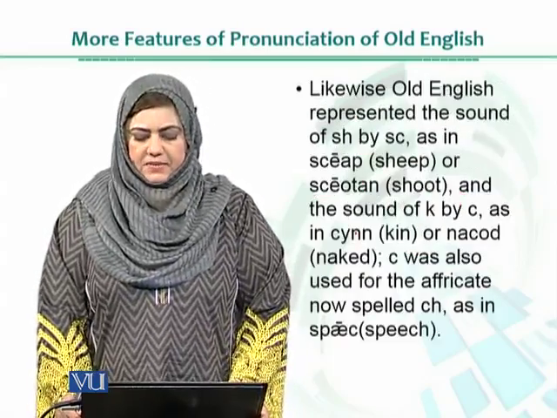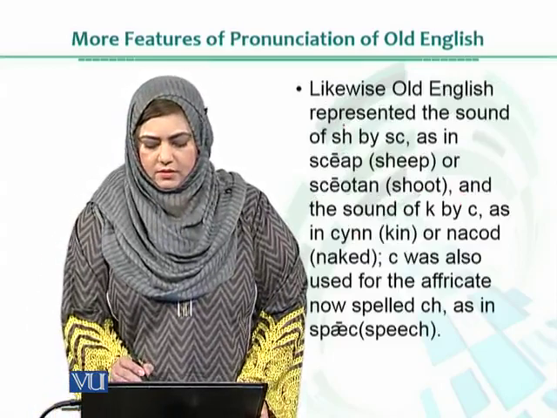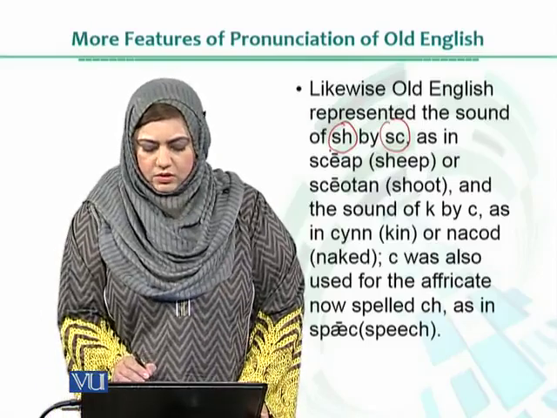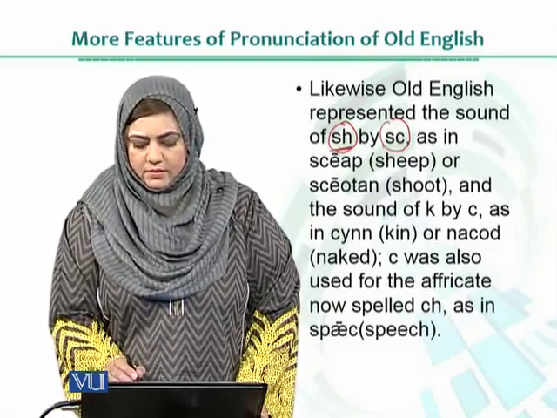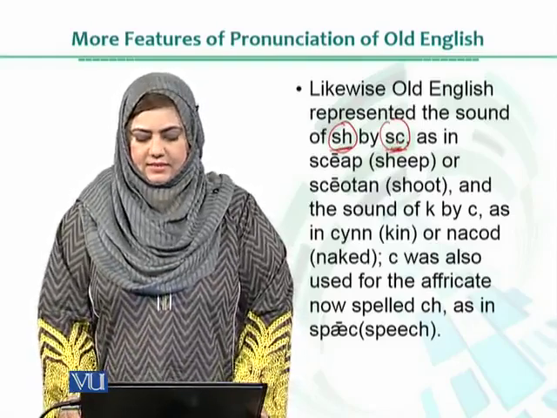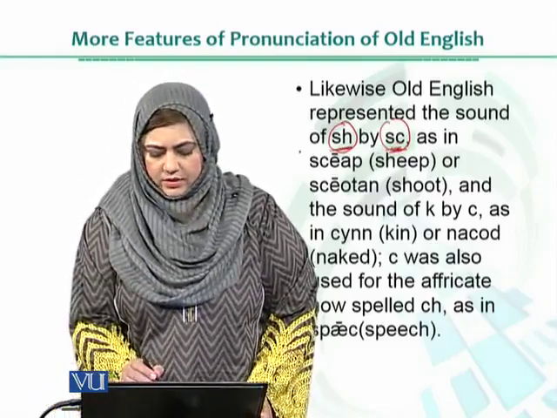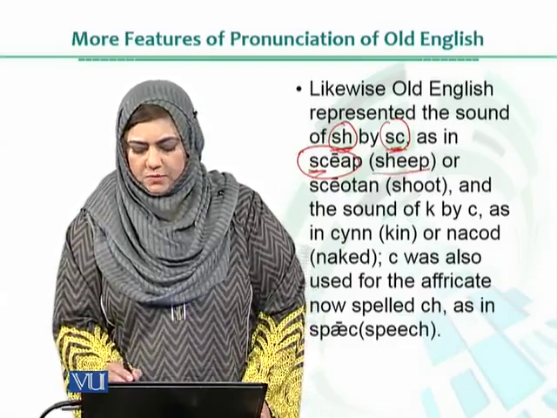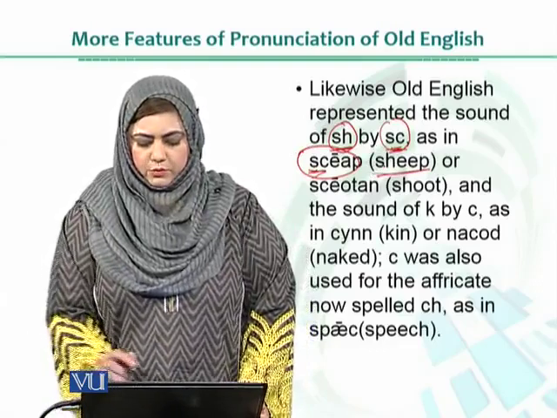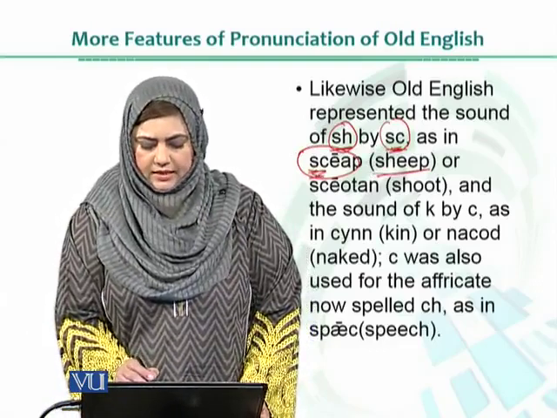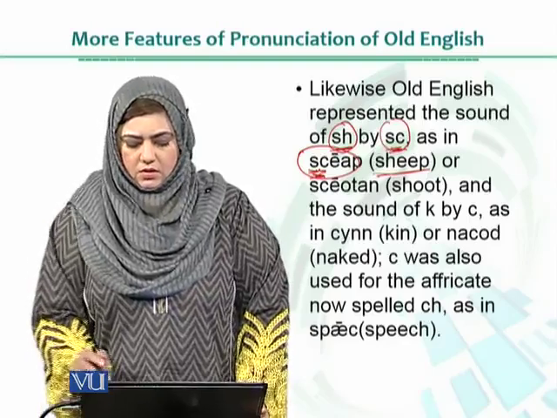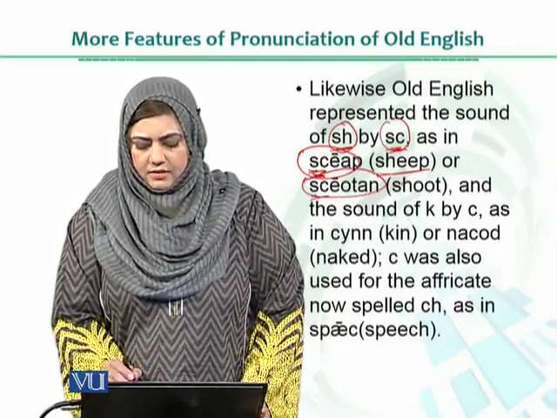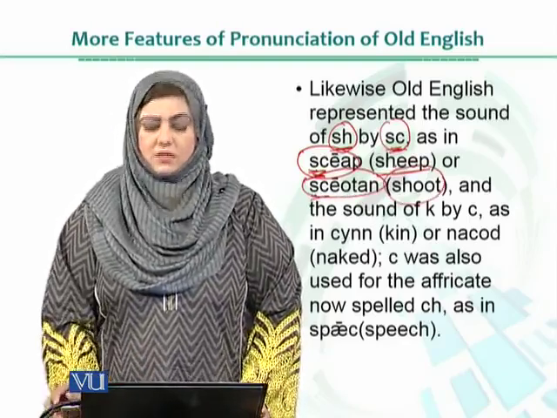Likewise, Old English represented the sound of sh, again I am encircling this for you, with S and C. The sound sh was represented with the letters S and C. For example, this is an Old English word. Notice the spellings, whereas these are the modern spellings, sheep. So it was pronounced sheep, but it was written like this. Or sceotan, this SC again, which is actually the modern English word shoot.